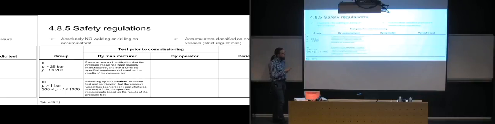For group 3, pre-testing is done by an appraiser, so it doesn't necessarily have to be the manufacturer itself, so they can just hand it to a company that does tests. And again, it has to be certified that it's properly manufactured and that it fulfills the specified requirements. But of course, for the low pressures in group 3, the requirements are a bit easier to fulfill than they are for group 2. It has more strict requirements.